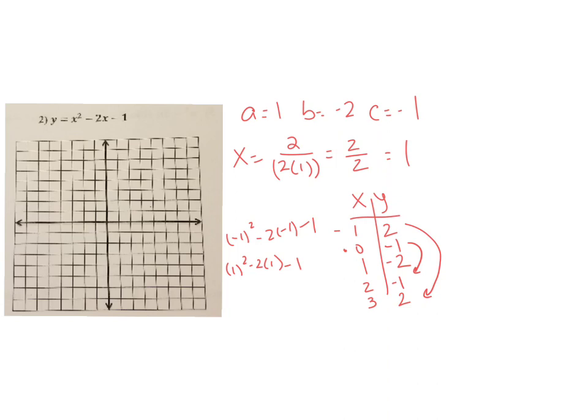So I go 1, negative 2, put a dot. Here's my dotted line. 0, negative 1, put a dot. 2, negative 1, put a dot. 3, up to 2, put a dot. Negative 1, up to 2, put a dot.